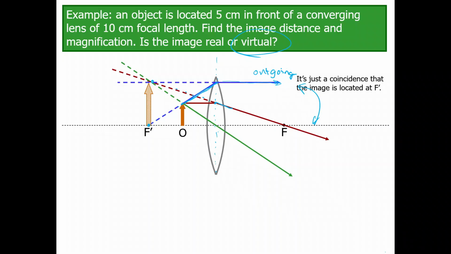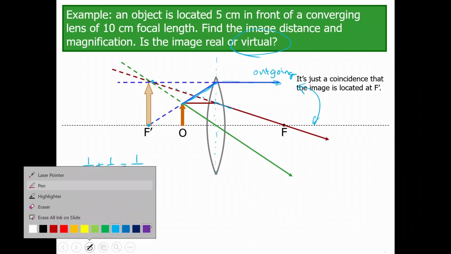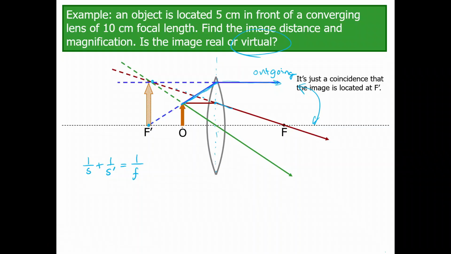And so what ends up happening is we can use our equations. I have 1 over s plus 1 over s prime is equal to 1 over f. So s is going to be my distance between the object and the center of that lens, which is going to be my 5 centimeters. And then my f is the focal length, which is that distance here, which is 10 centimeters. So if I wanted to find s prime, first I'm going to subtract the 1 over s to the other side. So I get 1 over s prime is equal to 1 over f minus 1 over s.